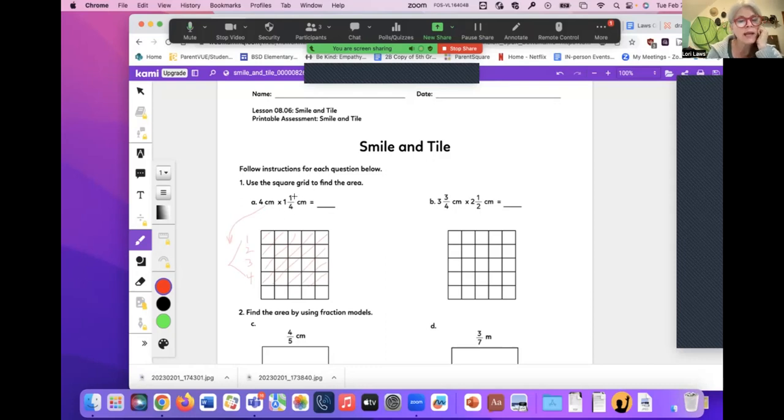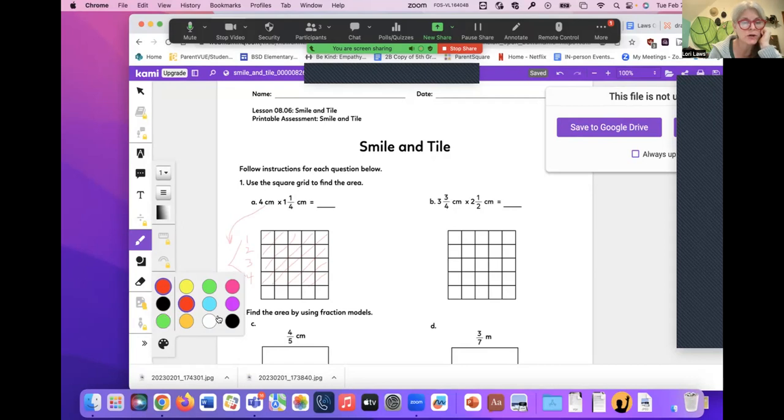The other one is 1 1/4 centimeter. I'll change to green. Now I did the first one horizontally, so I'm going to go this way this time. And I've got 1 whole. So let me put it right here, 1 whole. So here I'm going to color in my 1 whole.